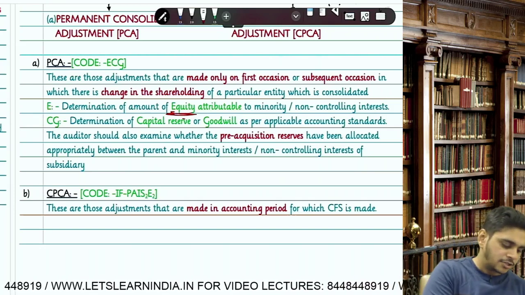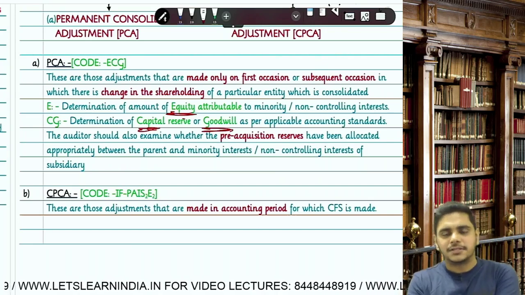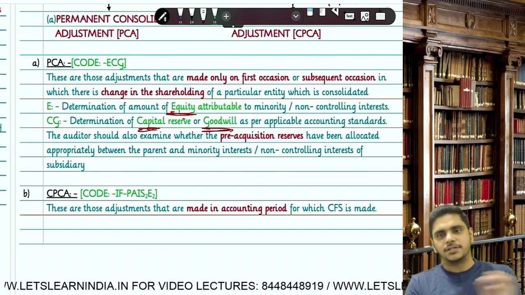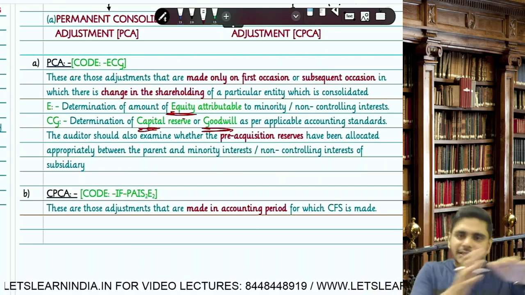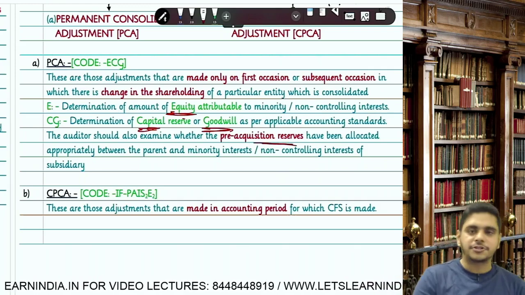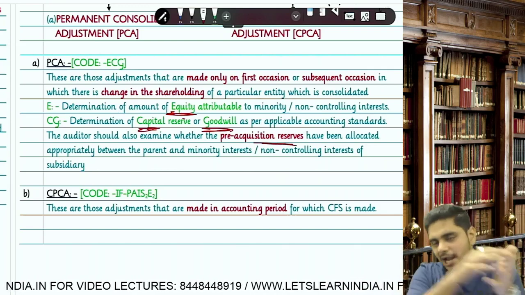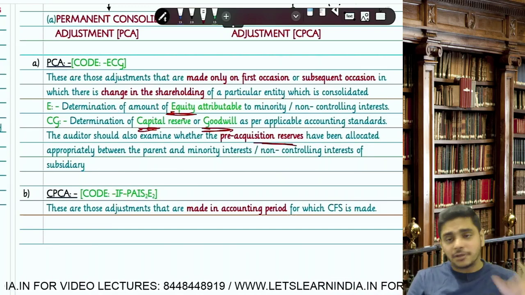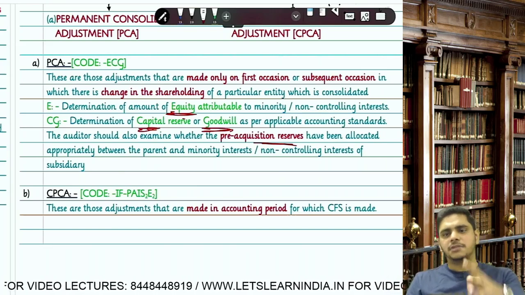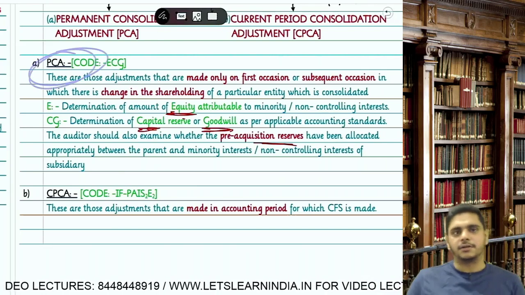Then determination of capital reserve or goodwill as per applicable AS. CG. Capital reserve or goodwill. Either capital reserve will come or goodwill will come. The auditor should verify whether the pre-acquisition reserve has been allocated between the parent company and the minority or NCI. Understood? 2 mark answer, 3 mark answer, 4 mark answer. What are permanent consolidation adjustment?